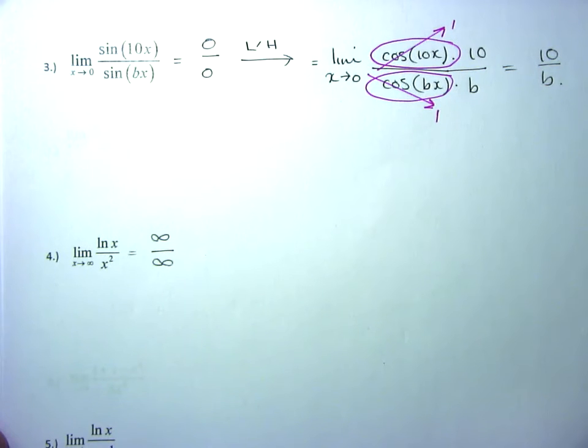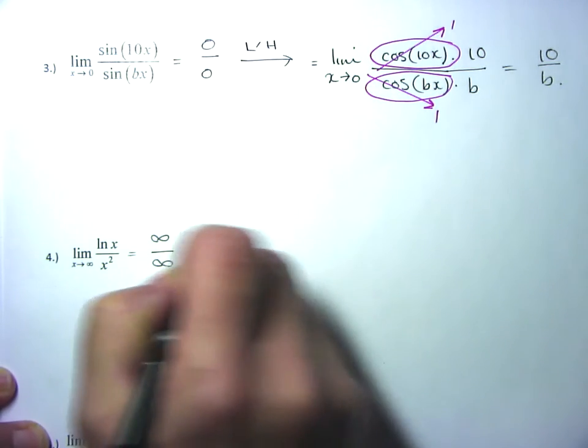All right, so this infinity divided by infinity is one of the two indeterminate forms. So we know that we can then use L'Hopital's rule.